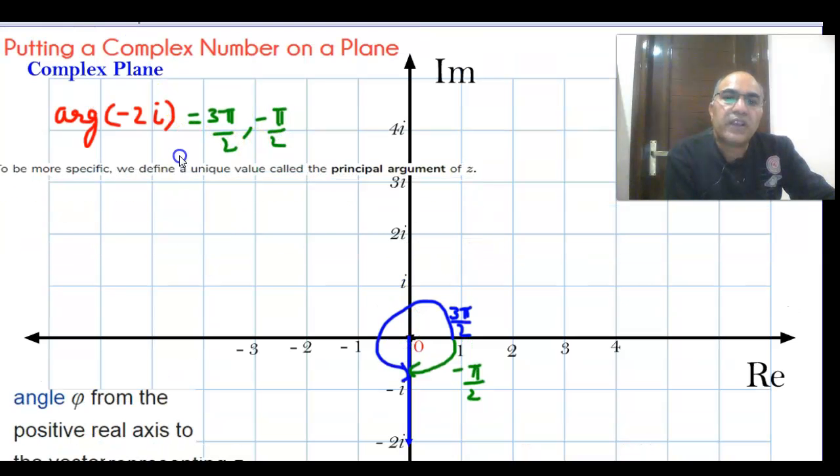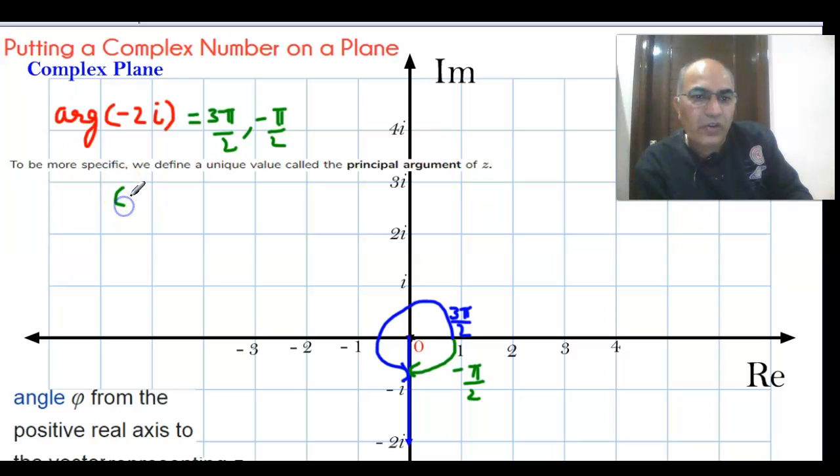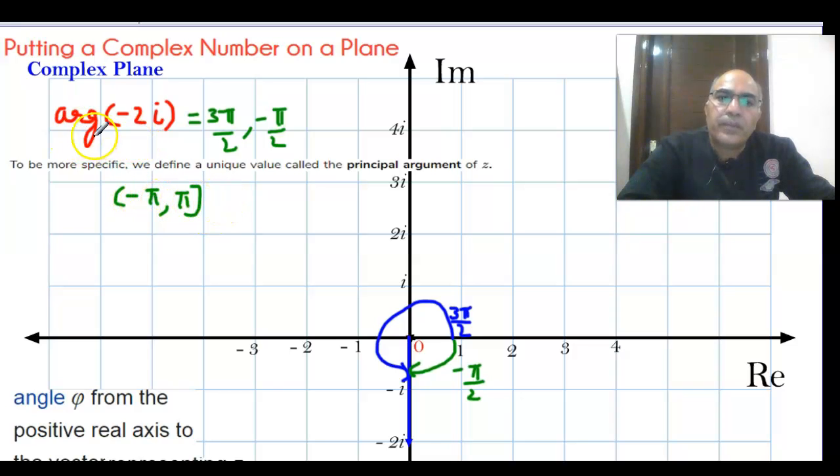There, to be more specific, we define a unique value called the principal argument of z. It is that value of argument which lies in the interval minus pi to pi, which includes pi but excludes minus pi. So principal value of argument of minus 2 iota is minus pi by 2, as it lies in this interval, but not 3 pi by 2.